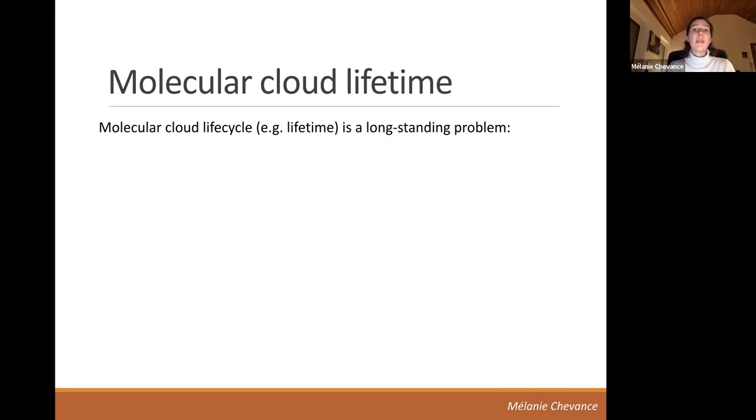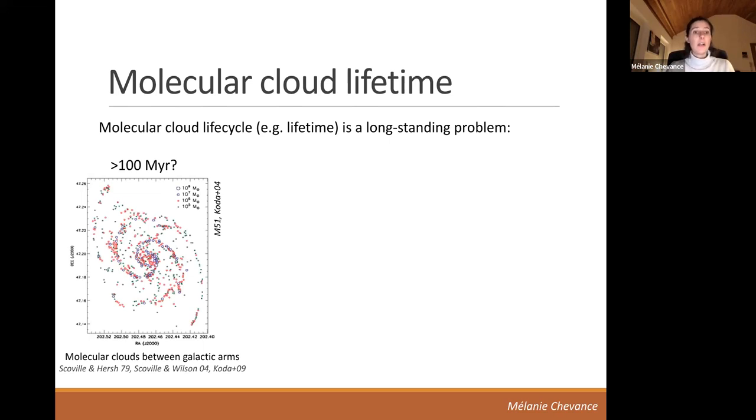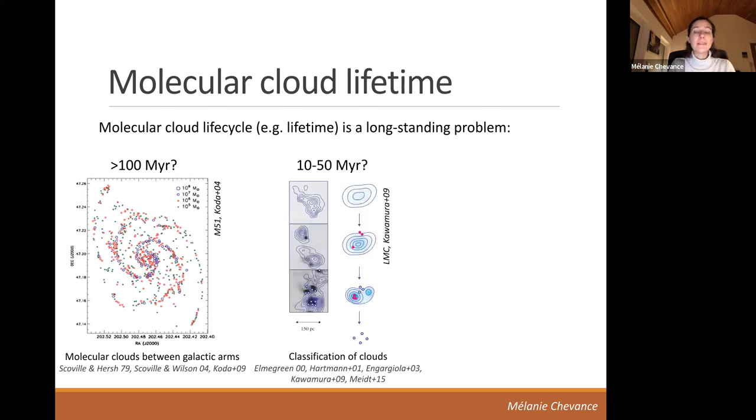Turns out people have tried to do that for many years and have come up with different answers. Some studies have measured molecular cloud lifetimes of over 100 mega years by the fact that molecular clouds exist between galactic arms in a nearby galaxy, for example, M51. Other studies have classified clouds based on their stellar content. So by measuring the number of clouds without star formation, the number of clouds with some star formation, and the number of clouds associated with young stars, we can determine the fraction of the time that a cloud is spending in each of these phases. And basically, if you do that, you get between 10 and 50 mega years for the lifetime of the cloud.